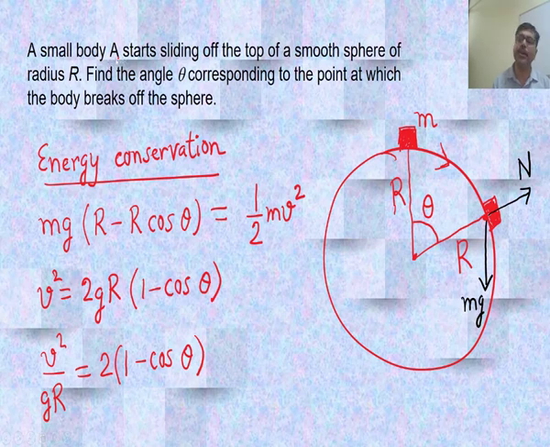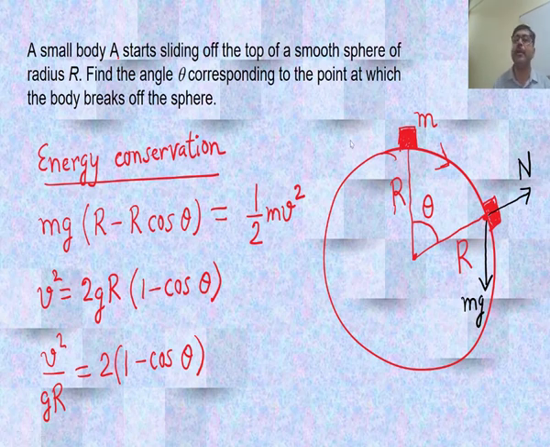Here the small body, capital A, starts sliding off the top of a smooth sphere of radius capital R. So the circle that I have drawn is nothing but a sphere. And it is sliding down the surface of the sphere. We need to calculate at what angle theta the body breaks off the sphere.